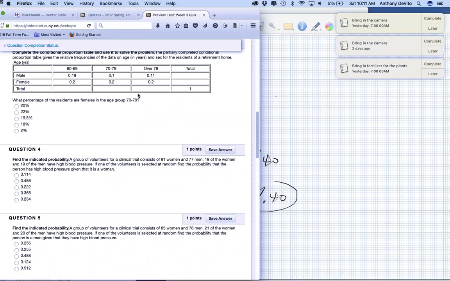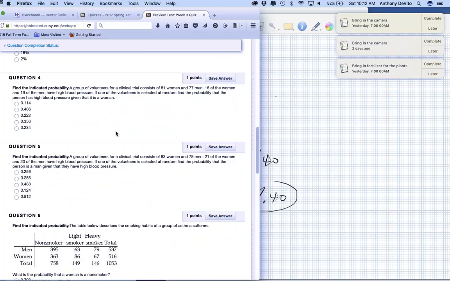Where are they? Oh, I'm sorry. What percentage of the residents are over 79, which is going to be 0.2 over the entire population, which is 100%. So it would be 20%. Yeah, you caught me on that, Isabel.